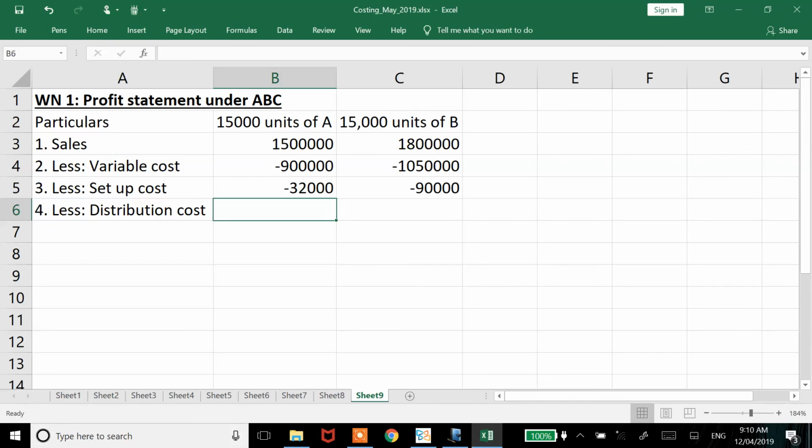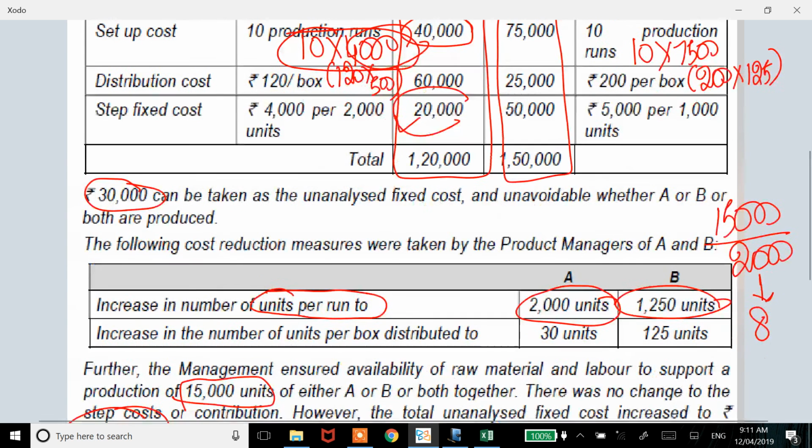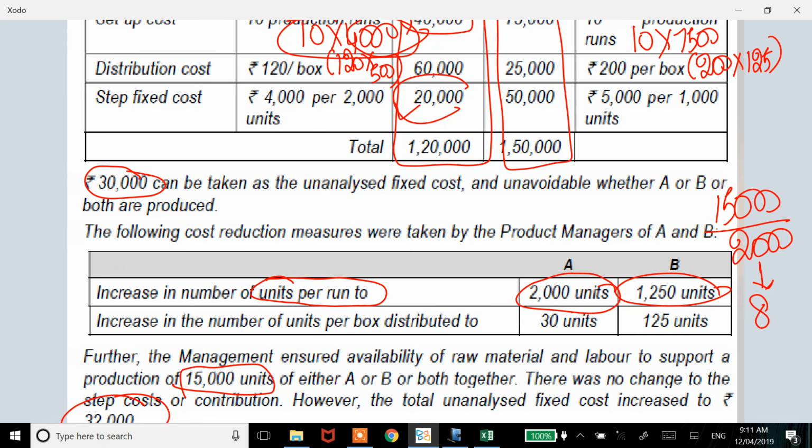The moment you go beyond 4000, it becomes a variable, so it's technically a semi-variable cost. Now distribution: earlier it was 120 rupees into 500 boxes. Read the data point and tell whether the number of boxes will change or that 120 will change. Earlier it is 120 into 500 boxes.